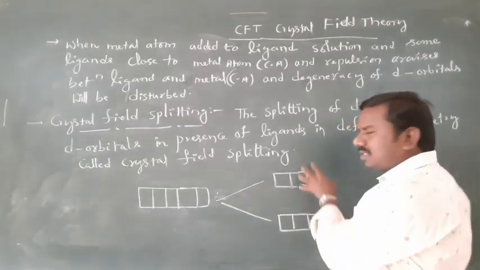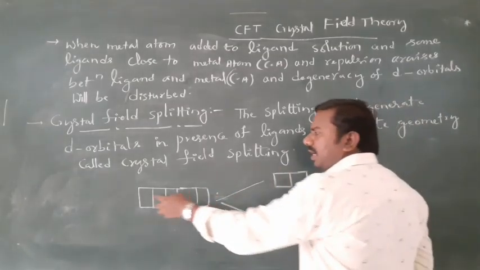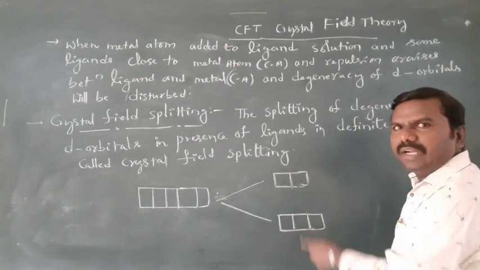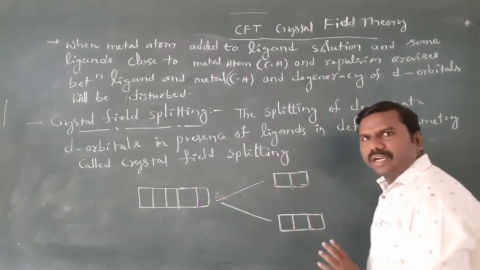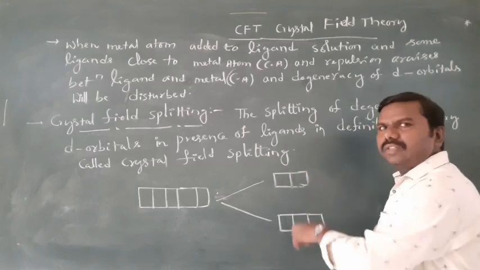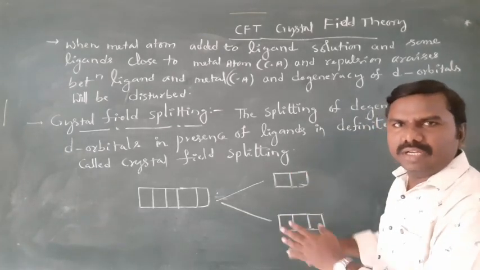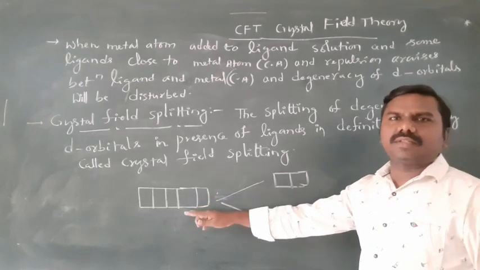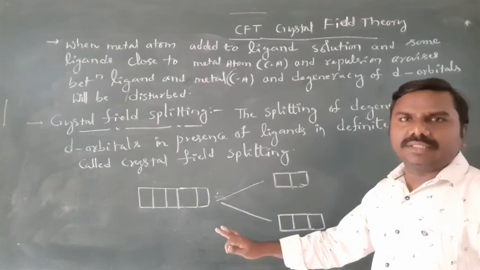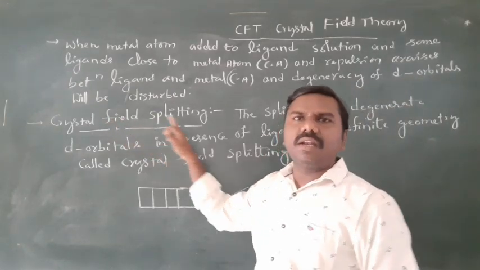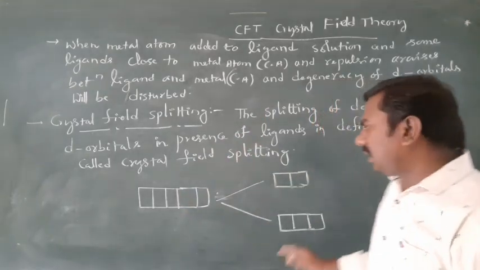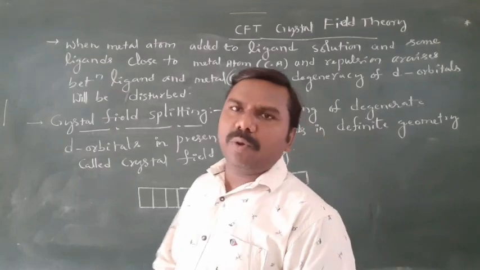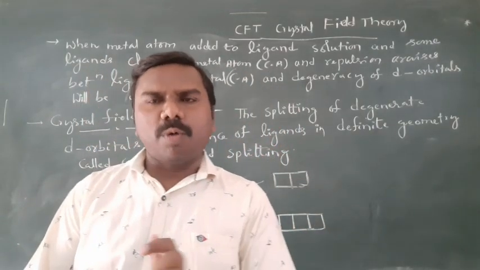This is a lower energy, this is a higher energy. But in the beginning, all have the same energy. After splitting, the energy will be different. Same energy, degenerate orbitals, and these will split into different energy levels. This type of splitting of degenerate d orbitals in the presence of ligands is called crystal field splitting. This splitting is one of the reasons behind the color properties. You need to remember this point.